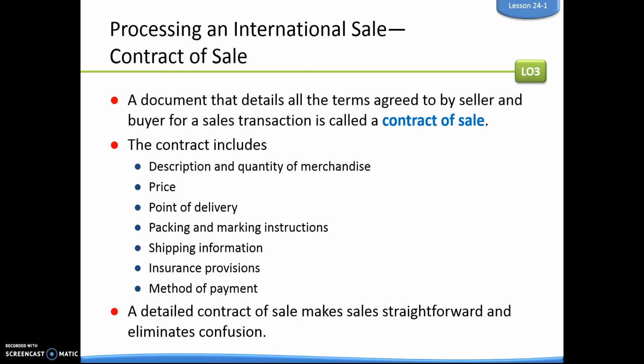And then also, what is the method of payment going to be? So typically, the reason why we do a contract for sale when we're doing internationally is just to make sure that everyone is on the same page. It eliminates confusion. It makes everything very straightforward. Obviously, if you were crossing borders and your language is different, you would have these done in both languages, so that both companies would be able to understand what they're agreeing to.